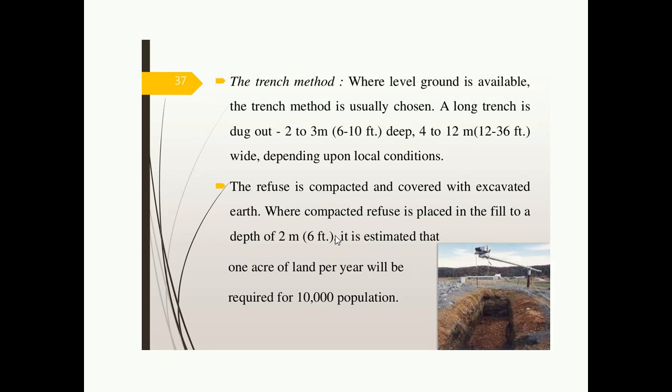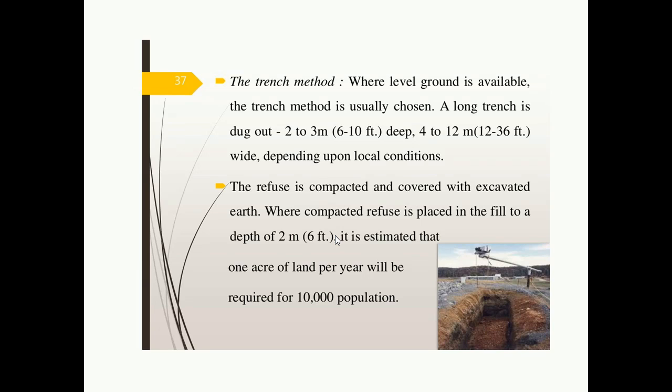The trench method is usually chosen. A long trench is dug 2 to 3 meters, that is 6 to 10 feet deep, and 4 to 12 meters, that is 12 to 36 feet wide, depending on local conditions, whether it is dry soil or moist soil. We are digging a long trench. We are observing in the picture that it consists of a long trench. A trough-like area is nothing but the long trench.